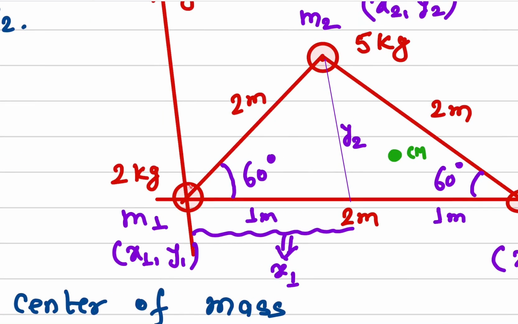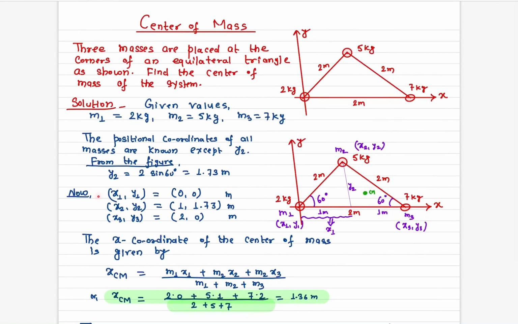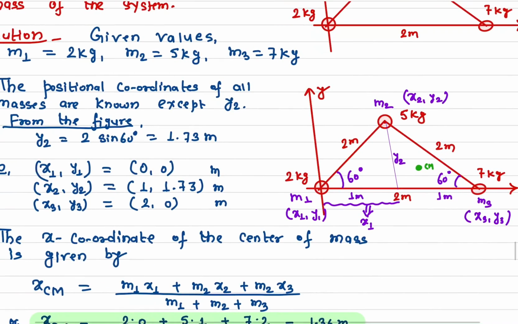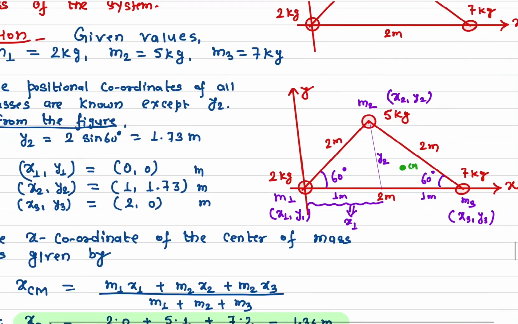So we already know the coordinates of this mass here. As this is at the origin, what are the coordinates of this m1 mass? Of course it is 0, 0, right? We call this m1, so x1, y1 is the position coordinate of mass m1.